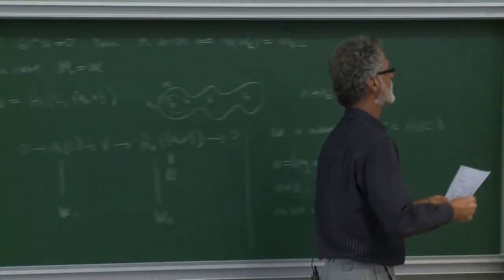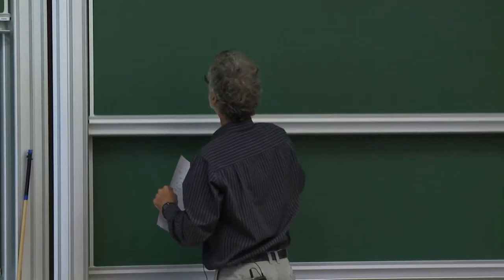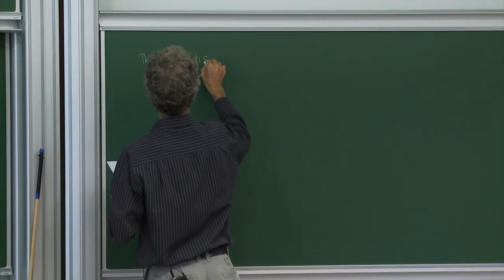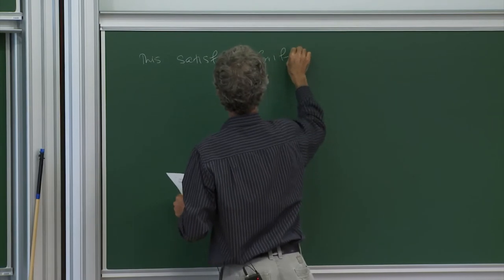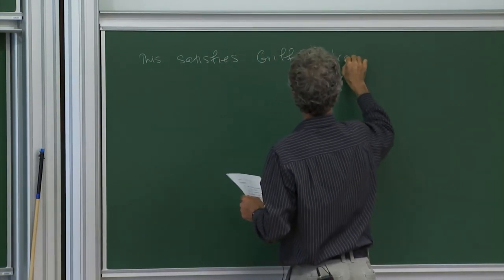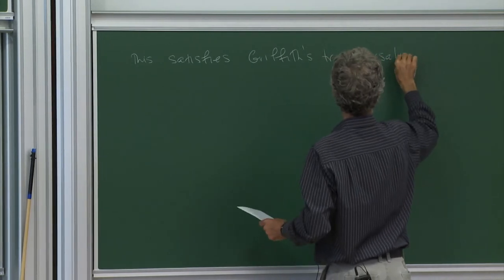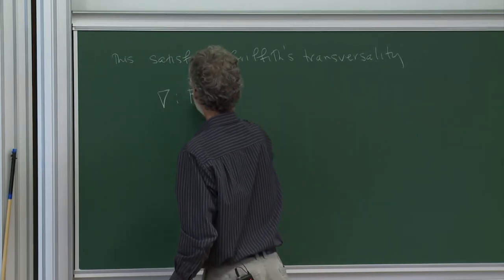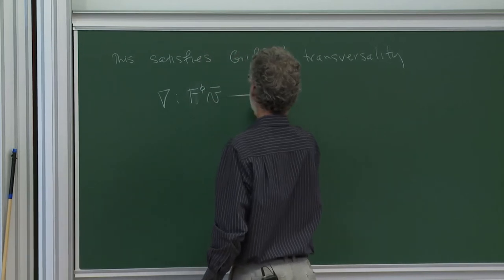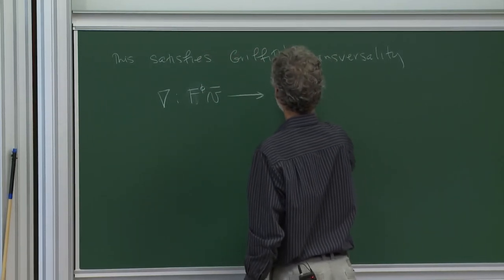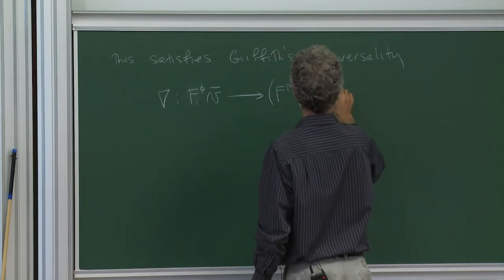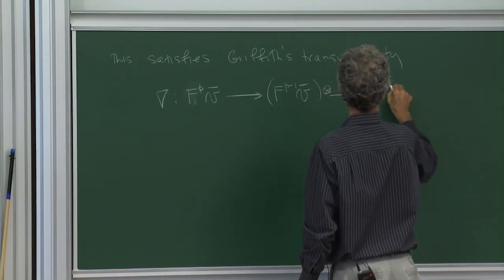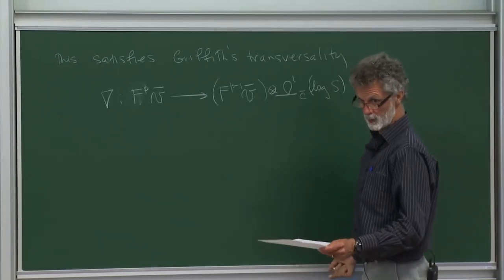And so we want this to satisfy Griffiths transversality. So this means that if you take a section of F^p of V bar and you differentiate it, you get something that's at worst in F^(p-1) of V bar tensor omega 1 of C bar log S, for all p.